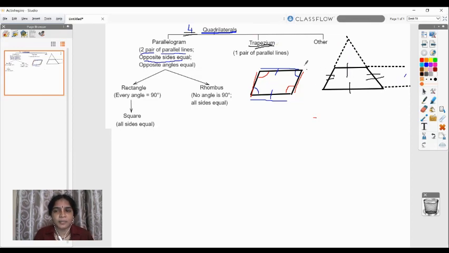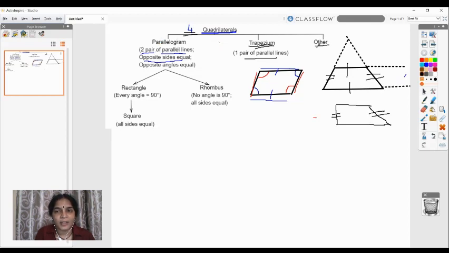That's called a trapezium. A trapezium could have one pair of parallel lines here, and this could be straight like this, or it could be like this. Of course, if you see, this line is not parallel to this line. The top and the bottom are parallel. So one pair of parallel lines is called a trapezium. Two pairs of parallel lines is called a parallelogram.